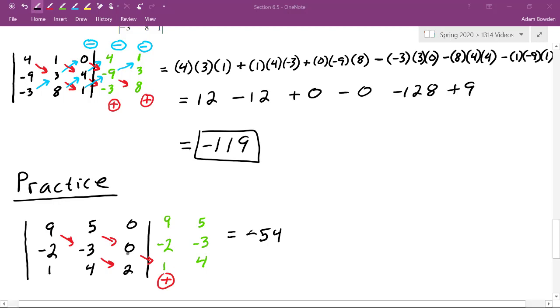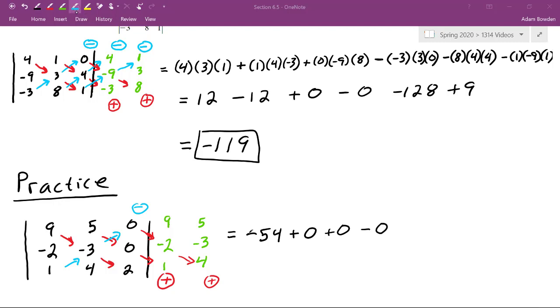So 5 times 0 times 1, well, it's times 0, so we're just going to get a 0 from there. 0 times negative 2 times 4. So again, that's multiplying by 0, so we're not going to really be adding anything but a plus 0. And now we multiply up diagonally. So 1 times negative 3 times 0, and we subtract those numbers. But again, multiply by 0, so we're just getting a 0.